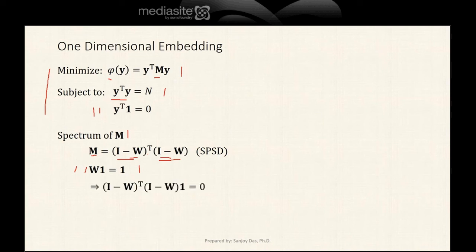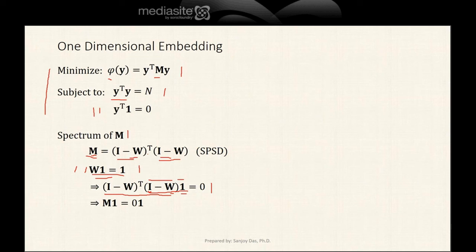Now let's take this M, which is I minus W transpose I minus W, and post-multiply it with this vector 1. What happens? If we multiply I minus W times 1, we get I times 1 is 1 and W times 1 is this. But since W times 1 is 1, I minus W times 1 is equal to 0, whence this expression is equal to 0.